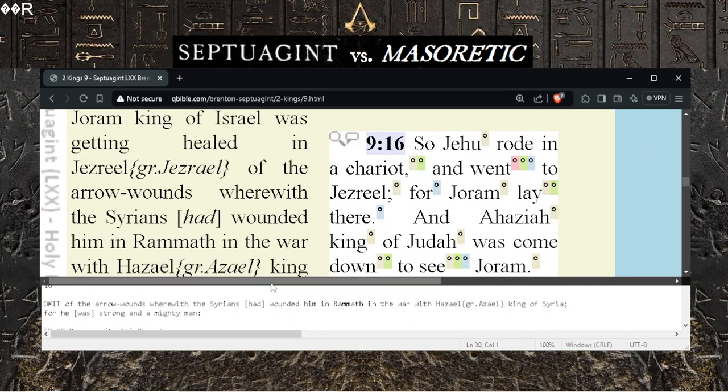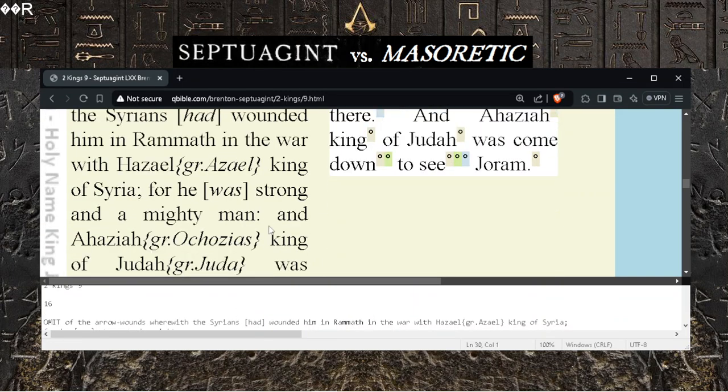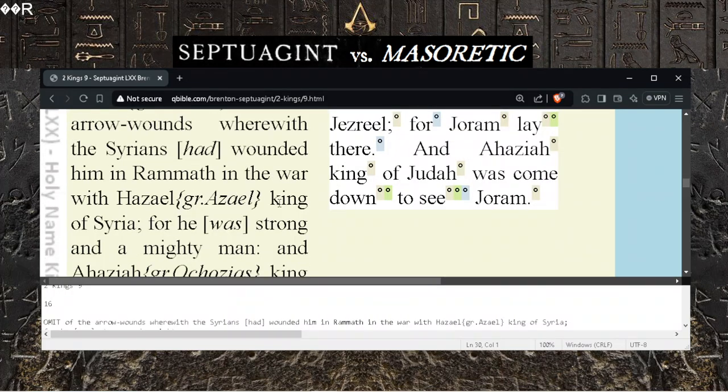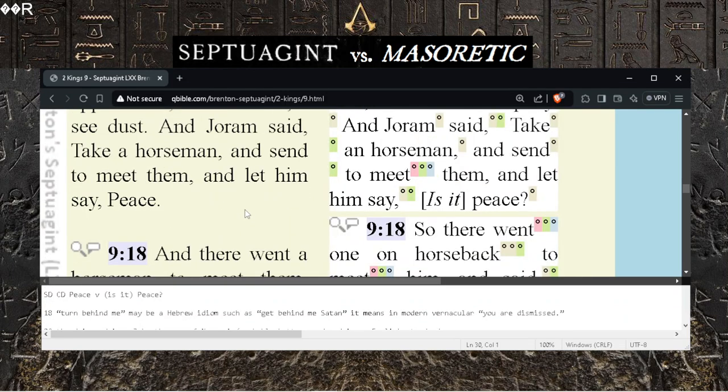We have no idea that this is what was happening, that he was wounded in this way, that he was getting healed, and even regarding the king of Syria. Actually, I think this is referring to the king, to Joram, as a strong and mighty man, but it could be wrong. Okay, there's a lot more in this chapter.